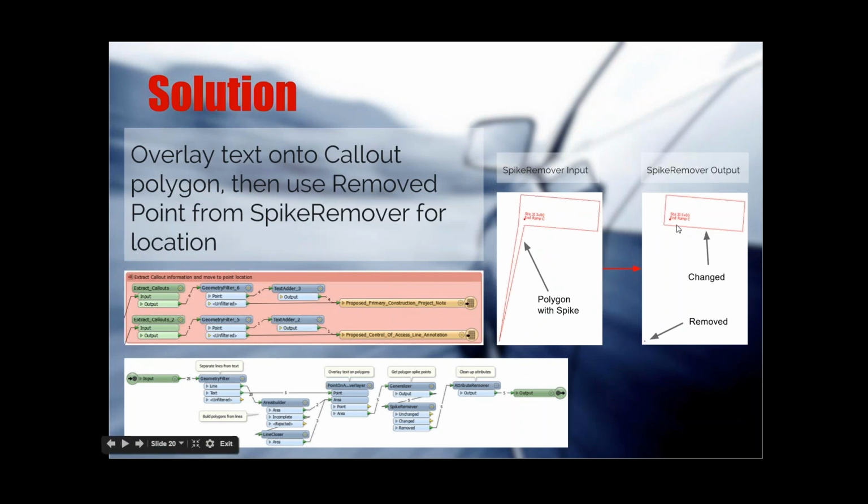You wanted the removed point, of course. We want the removed point. So we're going to have a polygon with this text associated. We're also going to have a point with that text associated. We toss this out. We don't need it. We have this point, and we're golden. We're good to go.